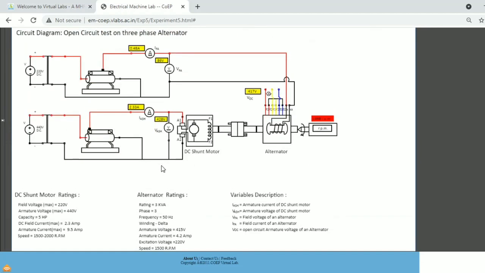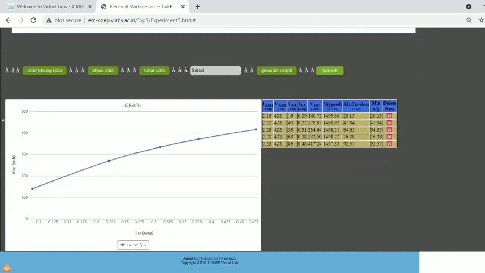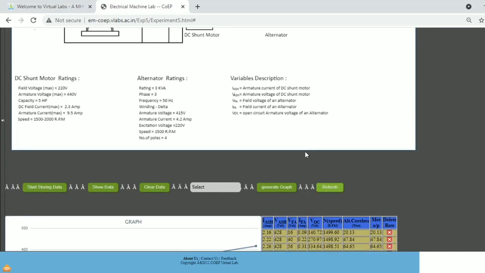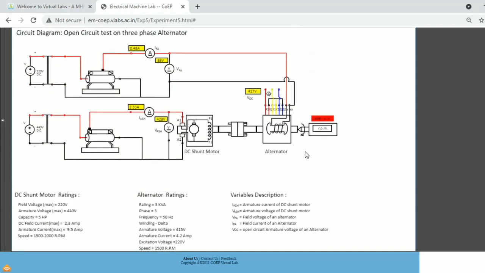And this is the overall circuit. So this is the overall procedure for this open circuit test. Here we have to use this rated voltage to calculate the synchronous impedance. Next we will see the short circuit test on a three phase alternator.